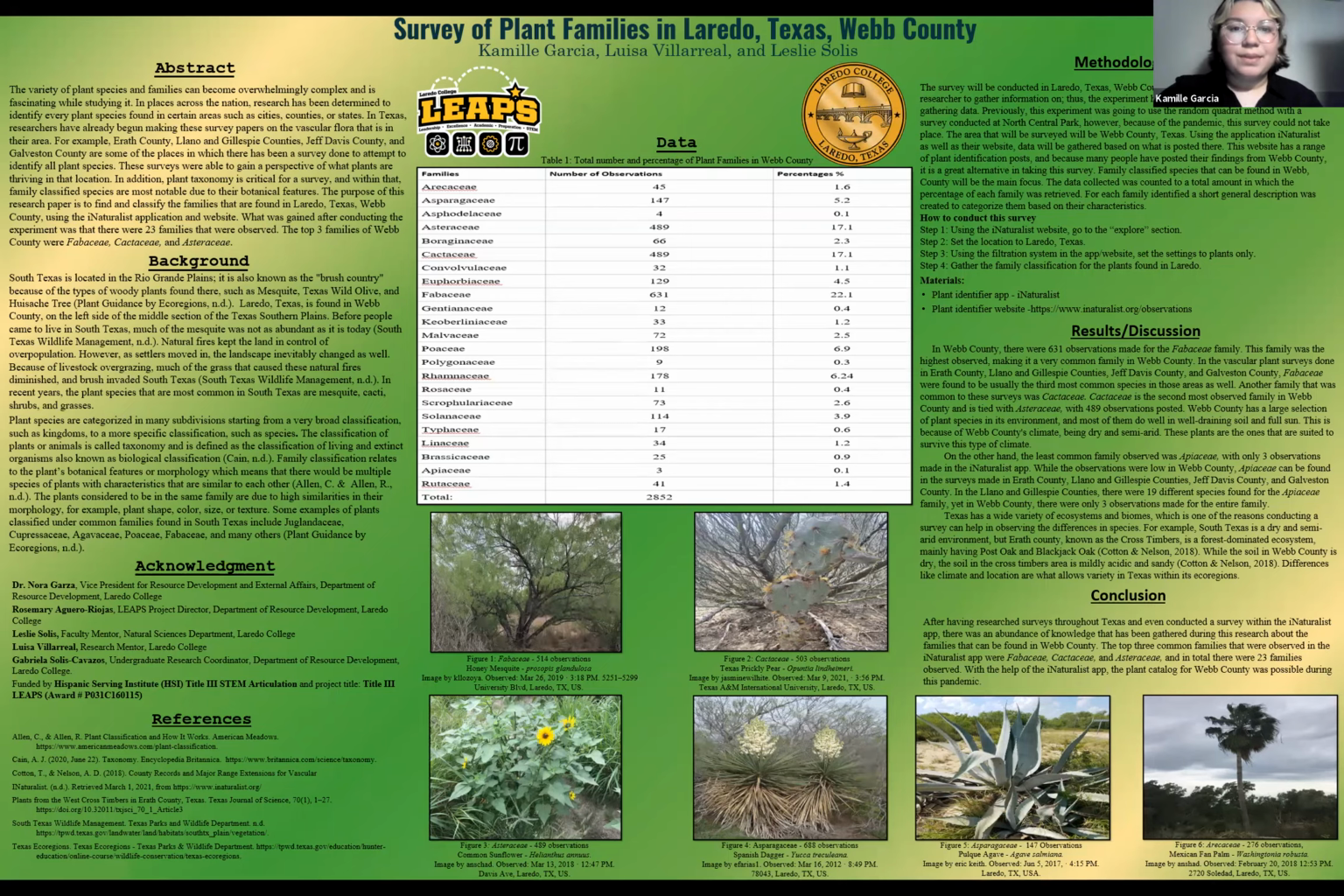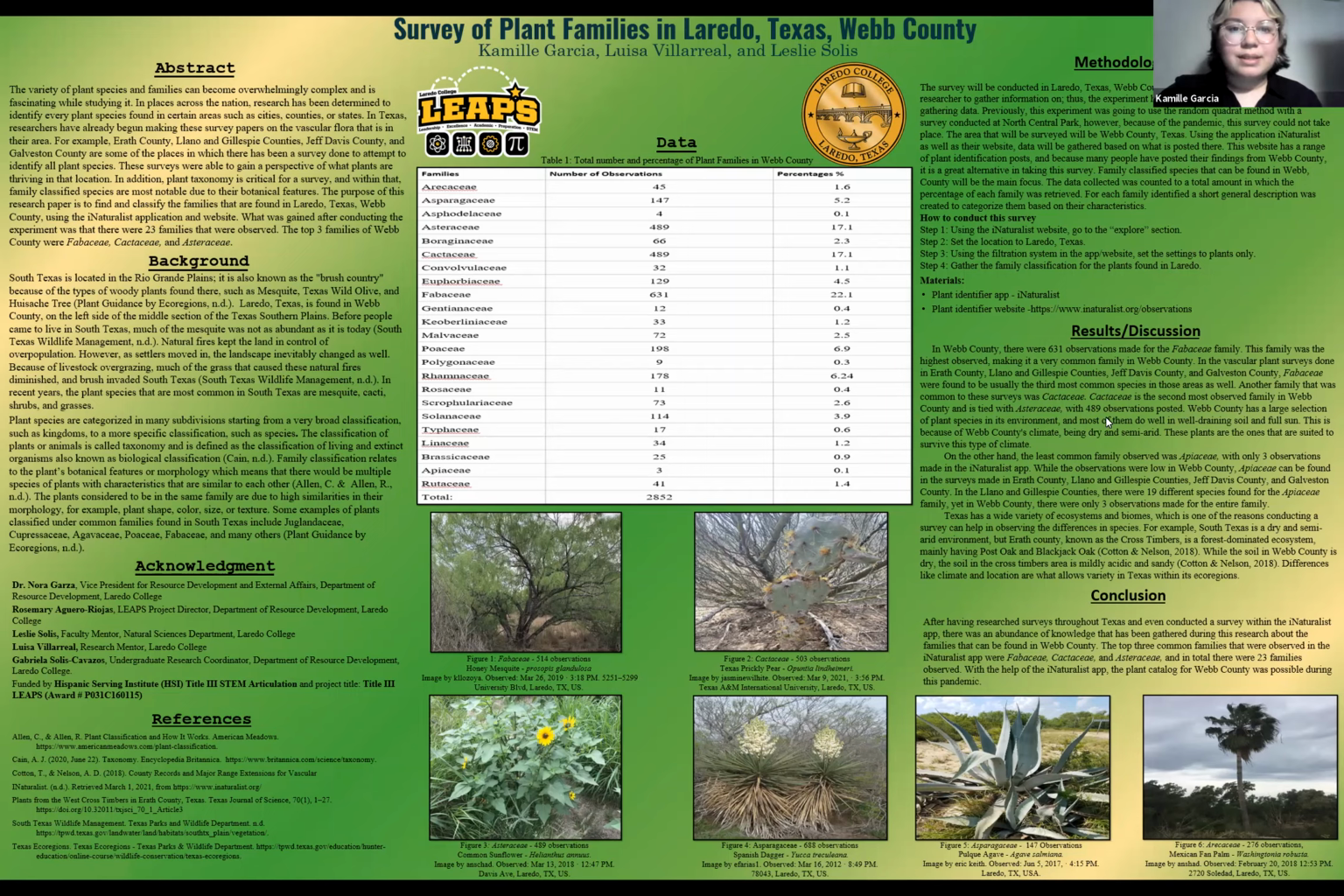In this survey, the classification that will be used is family because it gives a general idea of the type of plants that are in the ecosystem of Webb County. Family classification refers to the plant's botanical features, meaning that there would be multiple species of plants with characteristics that are similar to each other. This is useful for the experiment because of the lack of resources to conduct the survey in person.